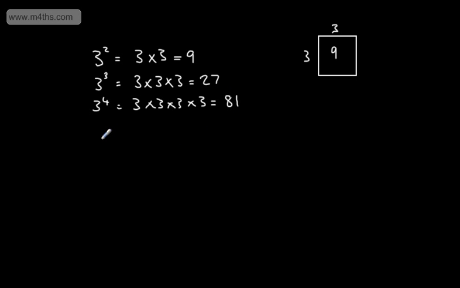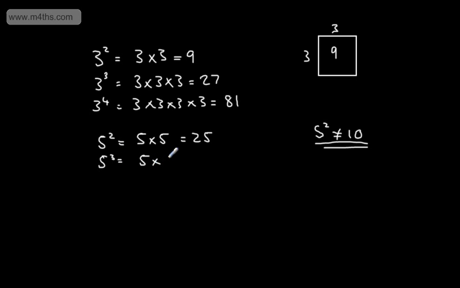So if we took now 5 to the power of 2, or 5 squared, this is 5 times by 5, which gives us 25. It's not 10. 5 squared is not equal to 10. This again is a common misconception. So if I wanted 5 to the power of 3, I'd have 5 times by 5 times by 5, which is going to give us now 5 lots of 25, which is 125.